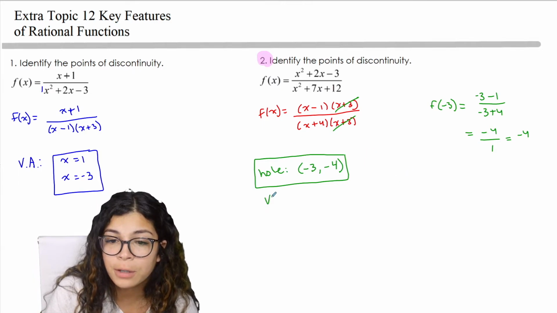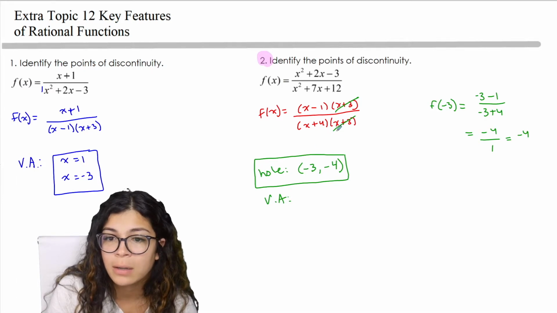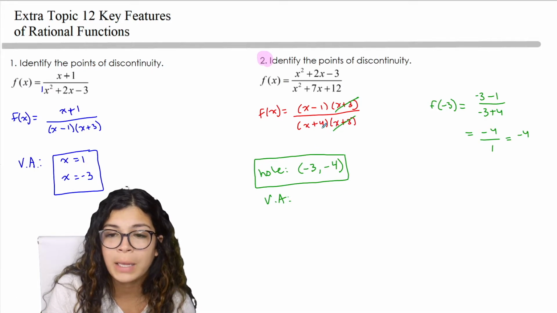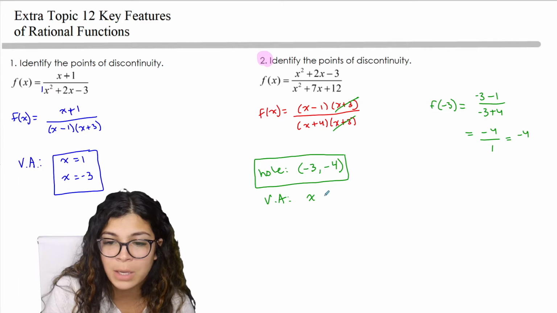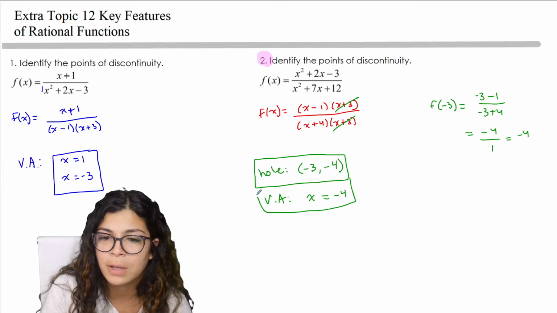Now, for a vertical asymptote, what denominator stayed? The x plus 4 stays, right? So that is where we get our vertical asymptote from. The 0 here would be negative 4. So this vertical asymptote equation is x equals negative 4. And that is our vertical asymptote.